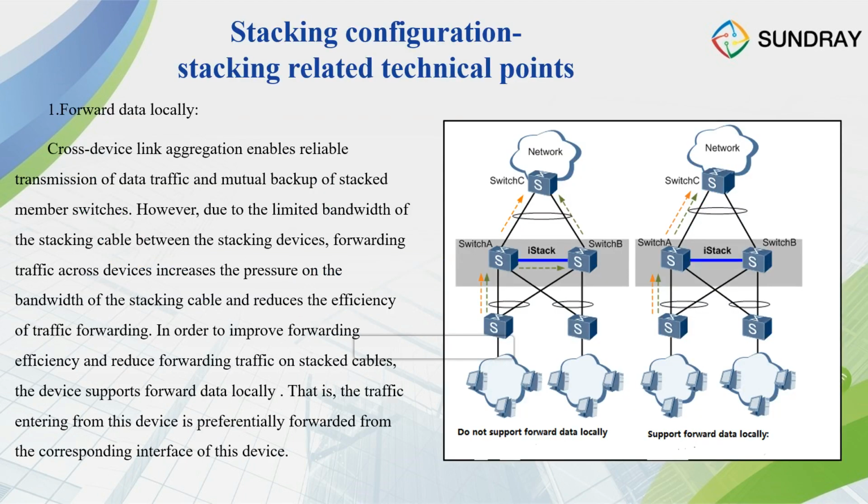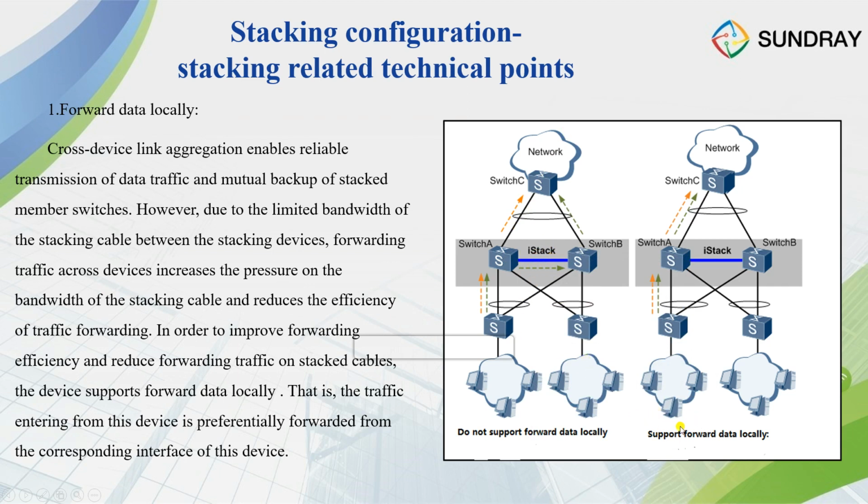So the first one is forward data locally. For this feature, first we need to know why we need it. From this picture, you can see that if we do not support forward data locally, when the stack member receives the traffic, some will go out from the uplink, and some will go into the stacking link, the peer link. So it brings lots of traffic to this stacking cable.